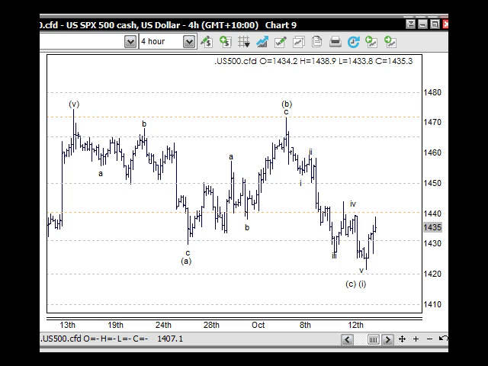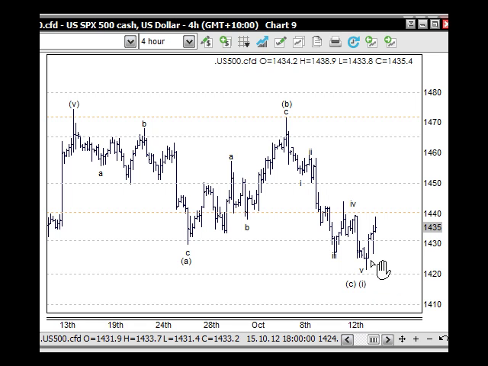Here we're looking at the S&P 500 on a 4-hour chart, and the wave count that we've been following is on track. The corrective pattern, the A, the B and the C here that we've been following is in place now, and in the C wave we've been looking at a 5-wave structure to the downside here. That seems to be complete now, and we'll be looking for further upside.